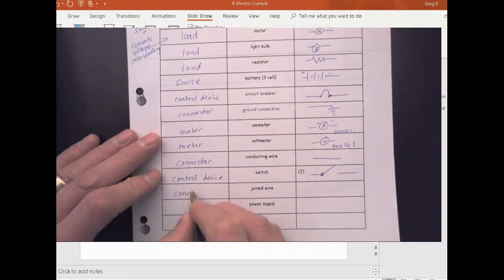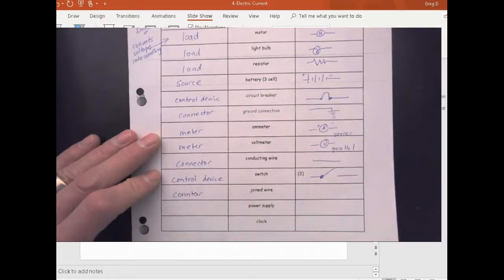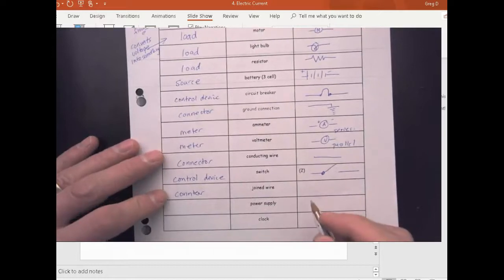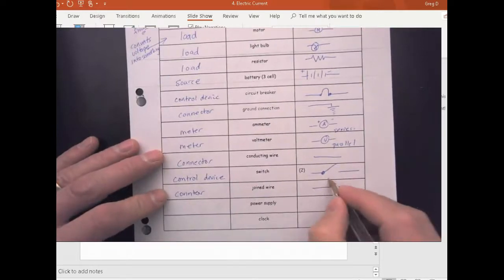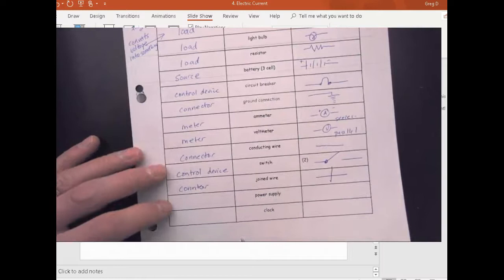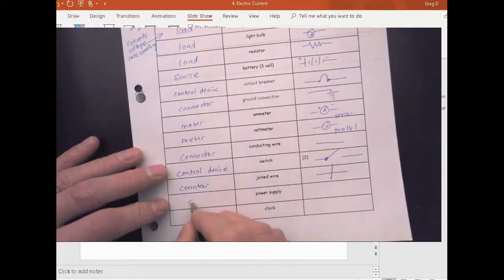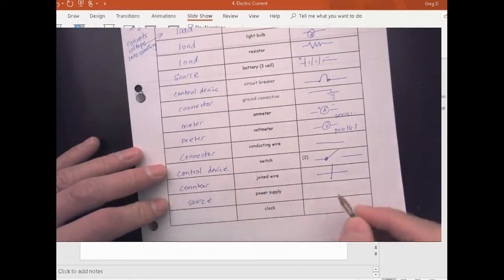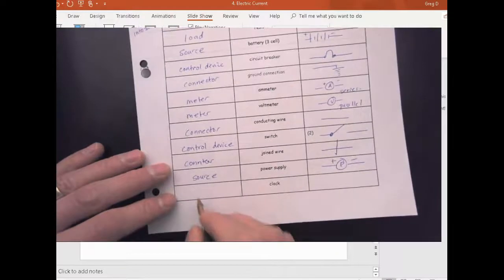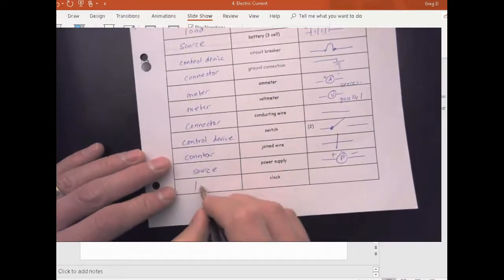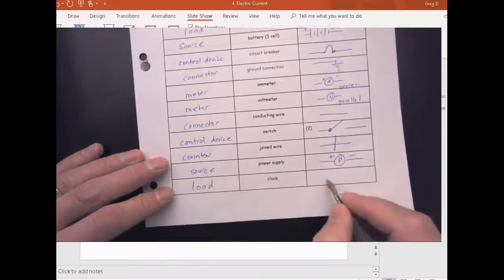And you can also have a connector. If we take a look at a connector, joined wire, and we have a power supply, which is a source. Here it looks like this. And we can also have a clock, which is just represented by a C.